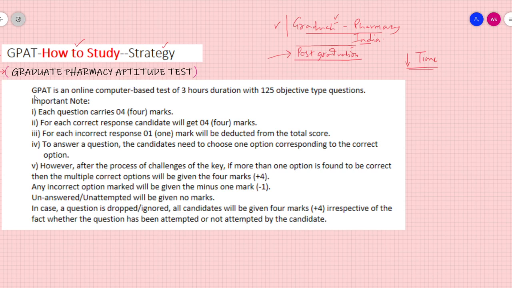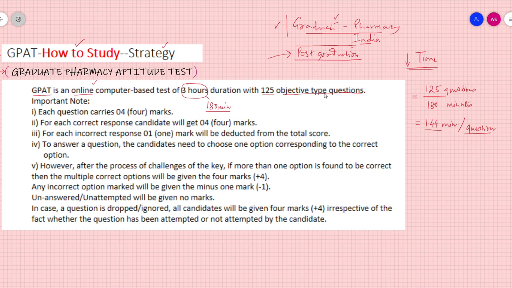It tells you that it's an online test, and the time period is about 3 hours. 3 hours is 180 minutes. During the course of 180 minutes, you need to cover 125 objective type questions. So how many minutes do you have per question? That would be about 1.44 minutes. In that 1.44 minutes, you need to cover one question. So you need to answer one question in about 1.44 minutes.